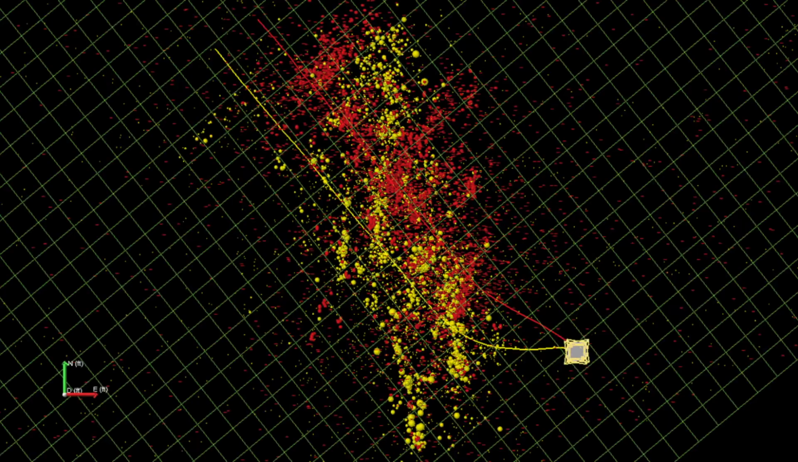Microseismic data impacts the economics of our reservoir by helping us define the optimal well spacing and frac spacing as we develop these continuous unconventional reservoirs.